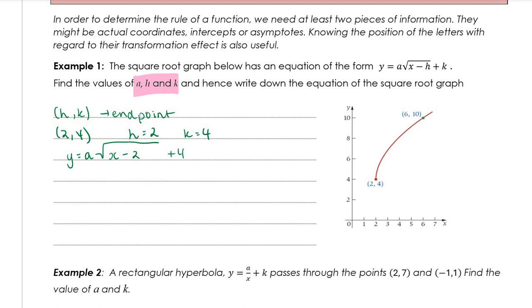We can then use that second bit of information, the second coordinate, to plug that in and solve for a. So we've got 10 being equal to a times the square root of 6 minus 2 plus 4. We end up with 6 being 2a, so a is equal to 3. So we end up having the graph here of y equals 3 times the square root of x minus 2 plus 4. Okay.